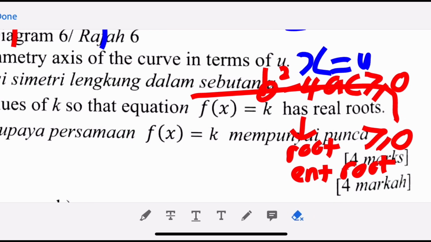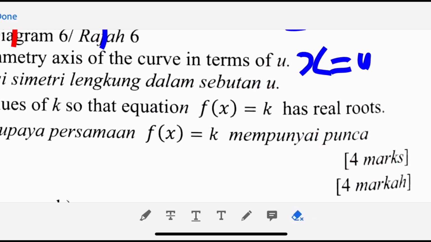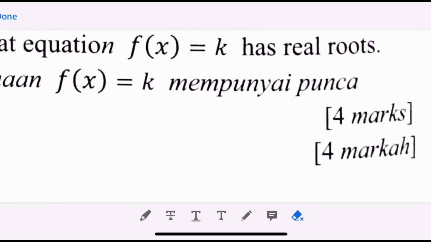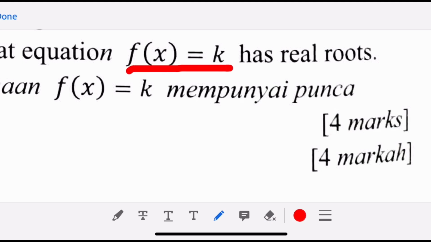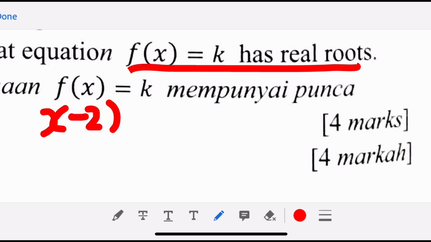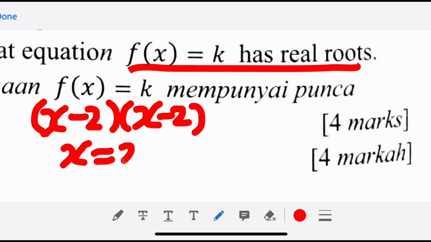As I mentioned just now, it can be equal to 0 or more than 0. It can be two equal roots or two different roots. Alright? So remember that when you have the condition of real roots, always use b squared minus 4ac more than or equal to 0. Okay, so I'm explaining to you again.